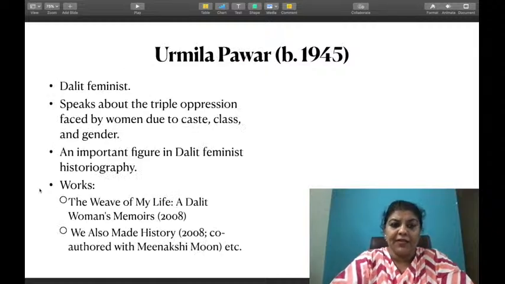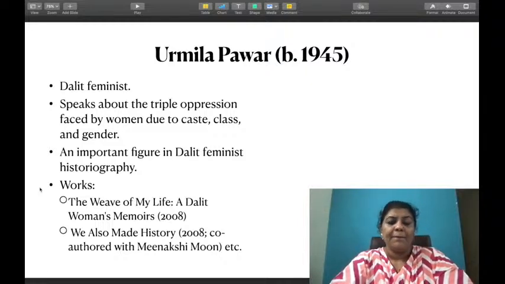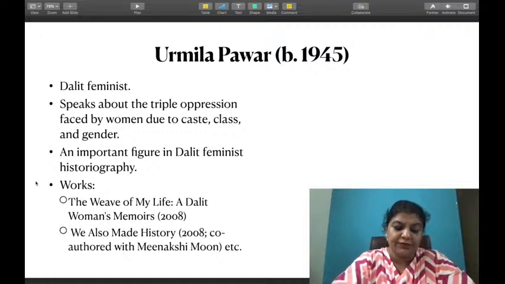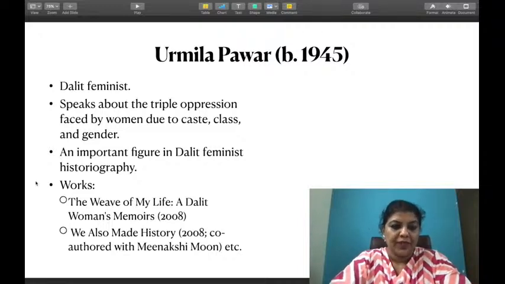The next important figure here is Urmila Pawar. As you know, Indian feminism cannot be separated from Dalit feminism. Many Indian feminists are Dalit women. Urmila Pawar is a very major Dalit feminist. She is also from Maharashtra. She speaks about the triple oppression faced by women due to caste, class and gender. She has written in Marathi language, which has been translated into English also.